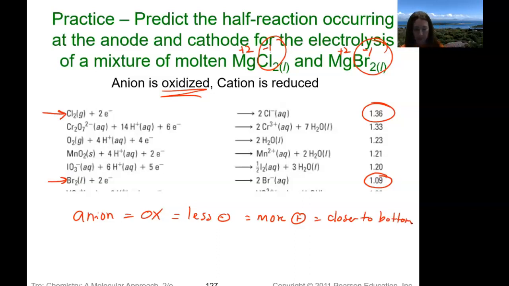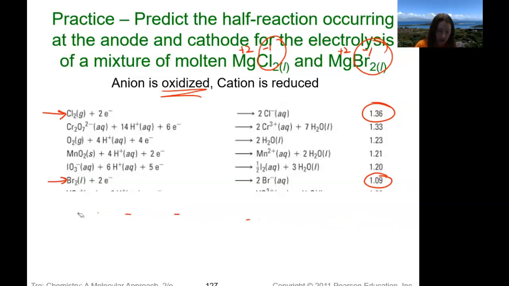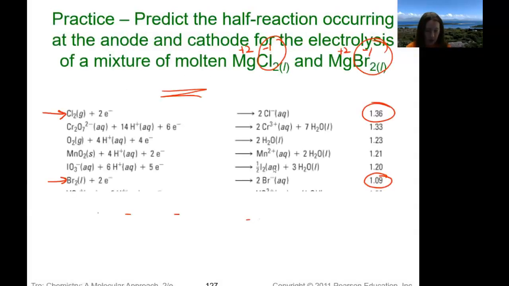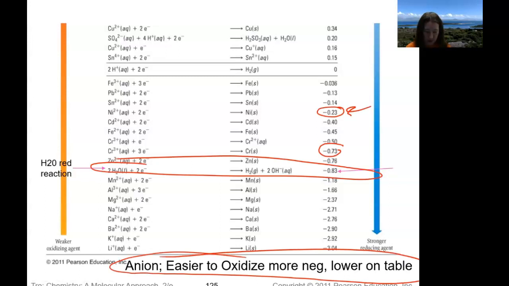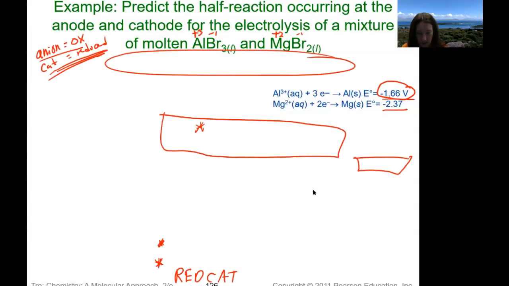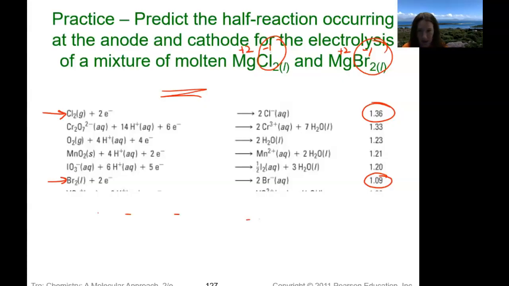If it's closer to the bottom, wouldn't it be more negative and less positive? Or am I not thinking that right? Did I write that backwards? Let me look at my thing really quick. Hold on. I just want to make sure that I have it right. Where's our chlorine and our bromine? I think I copied these right. Yeah, so closer to the bottom, more negative, less positive. More negative, less positive.